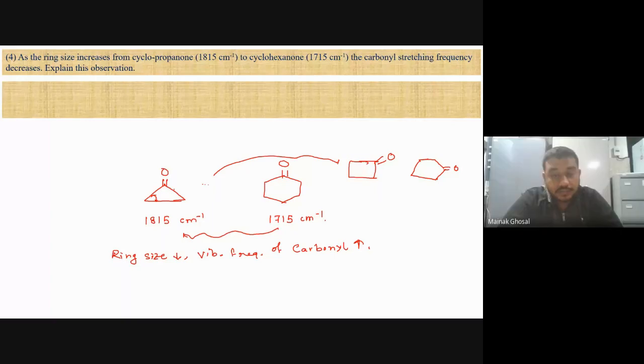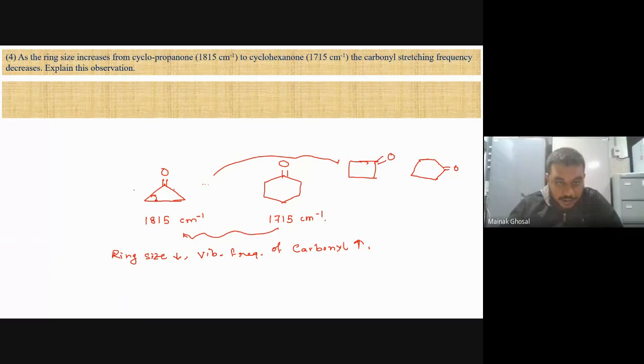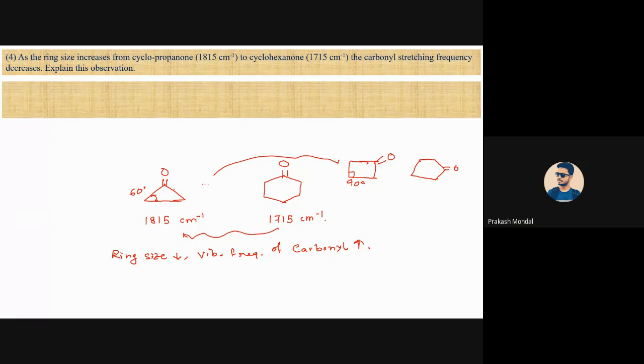How? Inside the ring there is a low bond angle in cyclopropanone. Wait, focus. Here it is 60 degrees. Suppose in cyclobutanone it is 90 degrees. In cyclopropanone there is a smaller bond angle, that means the percentage s character in that carbon-carbon bond is less. So the rest of the s character goes to the carbonyl bond, C=O, which makes it stronger. Exactly, correct, that's why it has a higher frequency.